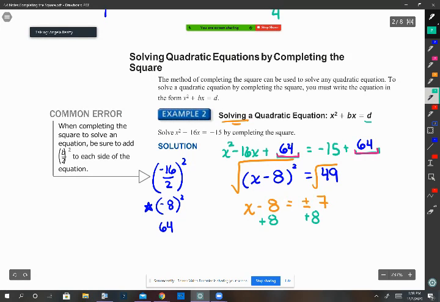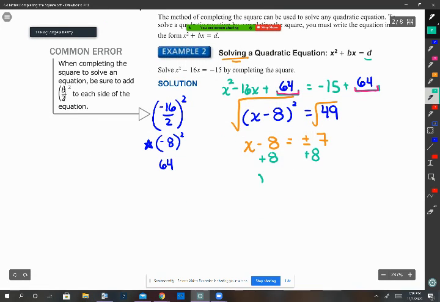And so what this does is it gives me x is equal to 8. The plus or minus is attached to the 7. So when I break this down, it's 8 plus 7, which gives me 15. And again, you can just use a calculator. And then 8 minus 7, which is 1. So my solutions would be x equals 15 and x equals 1.